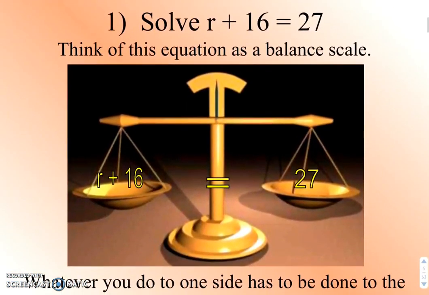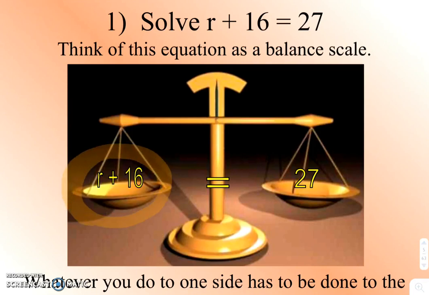Our first sample problem is r plus 16 is equal to 27. I could think of this problem on a balance scale. R plus 16 is on our left side, 27 is on our right side. I need to isolate the variable. I need this r all by itself, so I have to get rid of the adding 16.